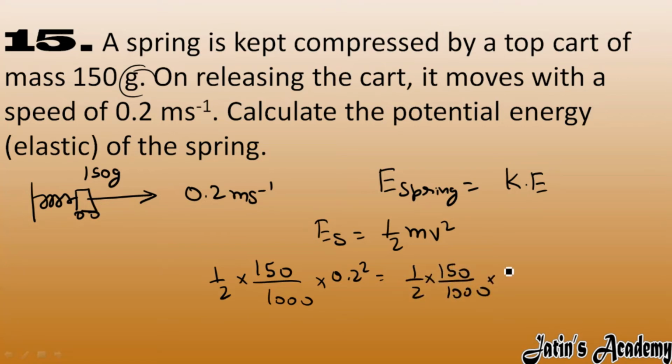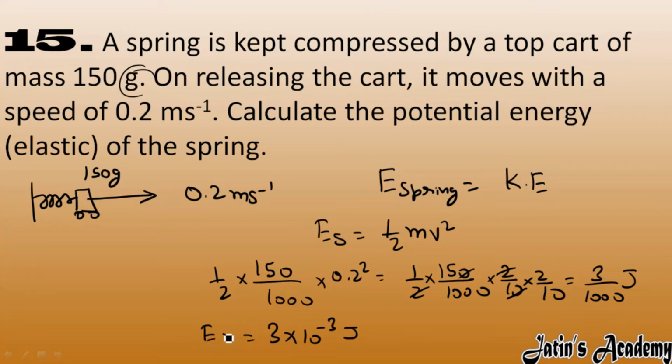So 0.2 means 2 by 10 into 2 by 10. So just cancel out. Here we got 30, and one more cancels out, so here we got 3. So this much joule, or I can write it as 3 into 10 raised to power minus 3 joule. This is the energy stored in the spring, and this is also the kinetic energy. It means the energy stored in the spring, which is elastic potential energy, is converted into kinetic energy. Clear?